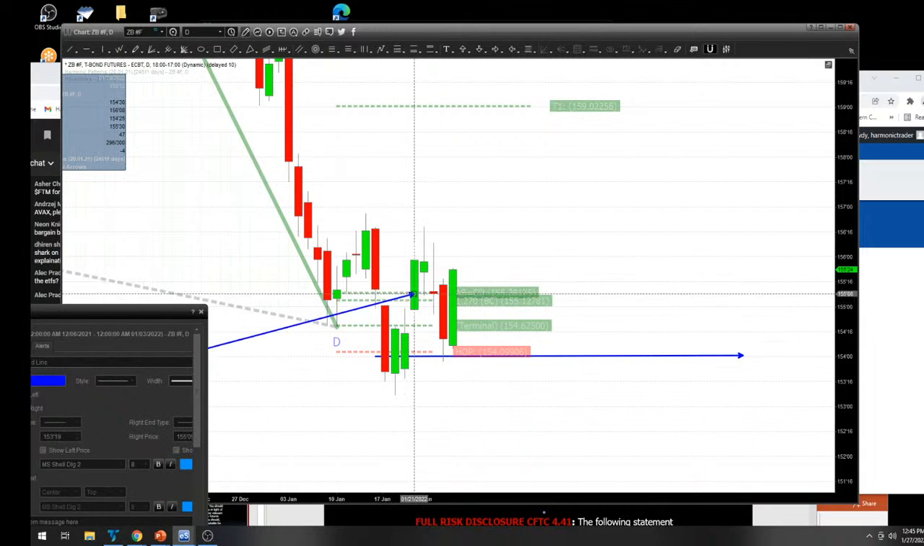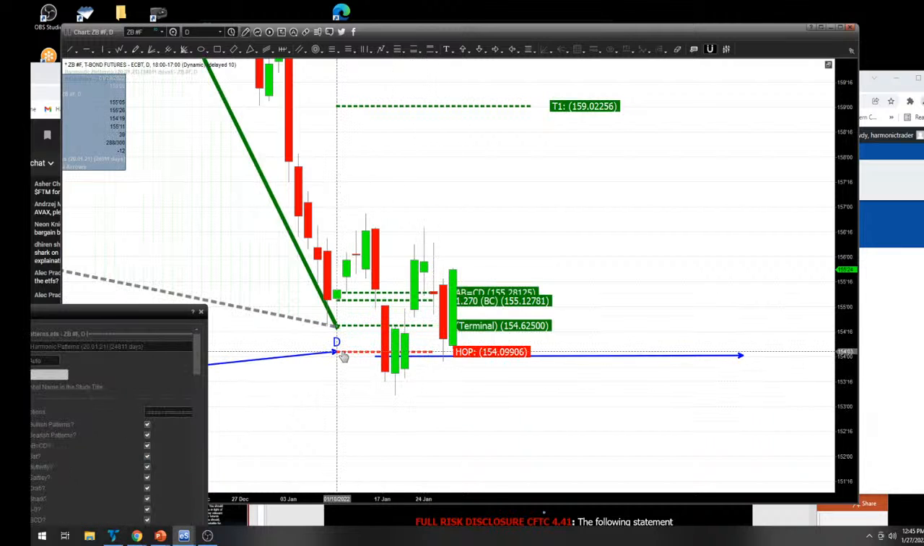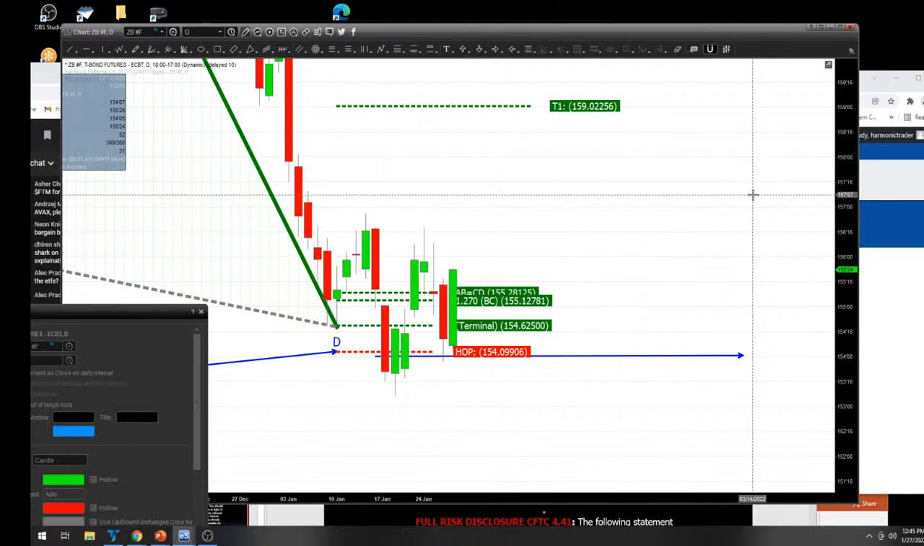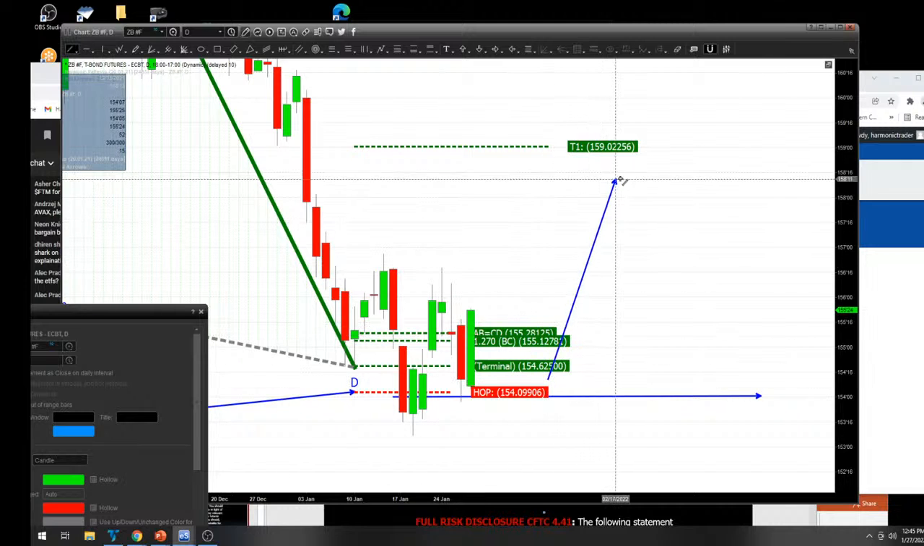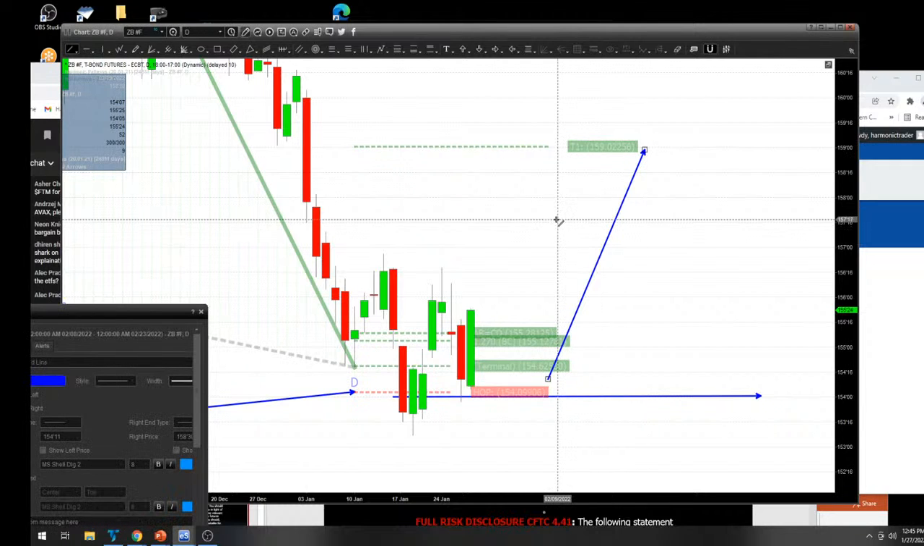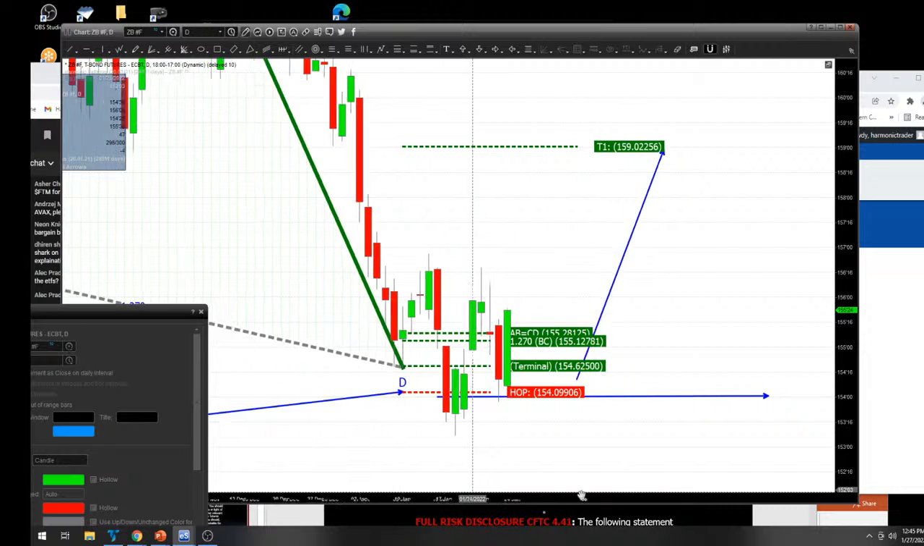Now this is still some chop in here, but this 154 level, that's life or death for the whole thing. And by definition, we should still be looking for this to do a reaction up to 159. These are bond prices, so bond prices go up, yields come down.